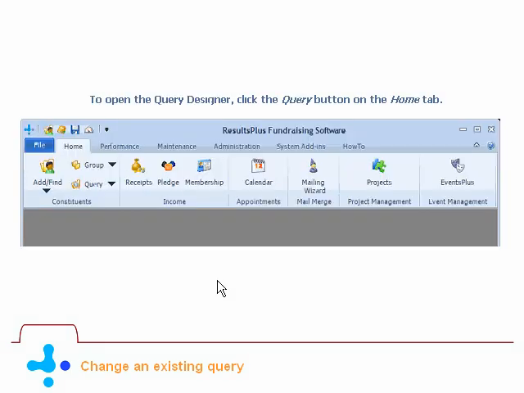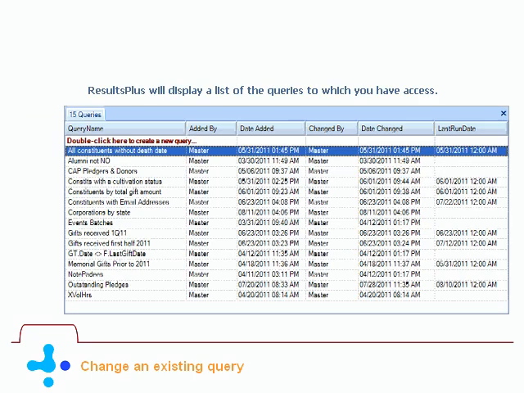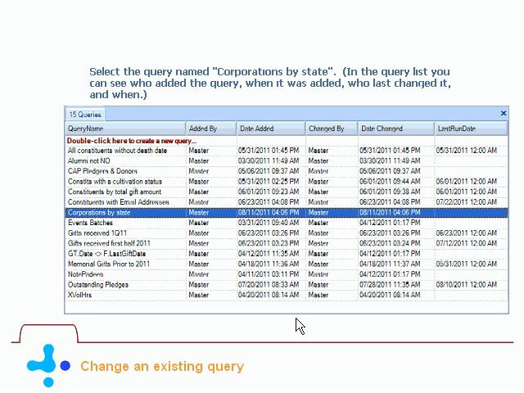To open the Query Designer, click the Query button on the Home tab. Then click List Queries. ResultsPlus will display a list of the queries to which you have access. Select the query named Corporations by State.